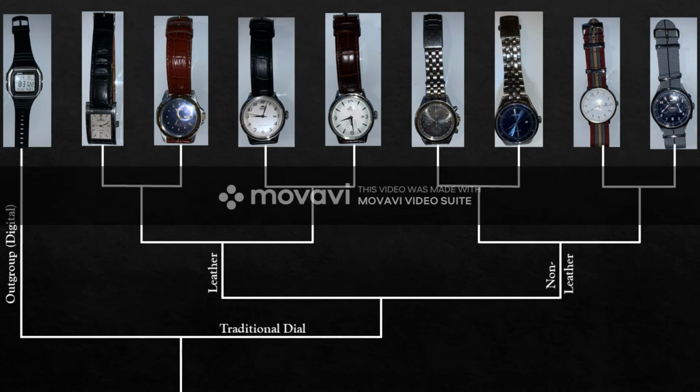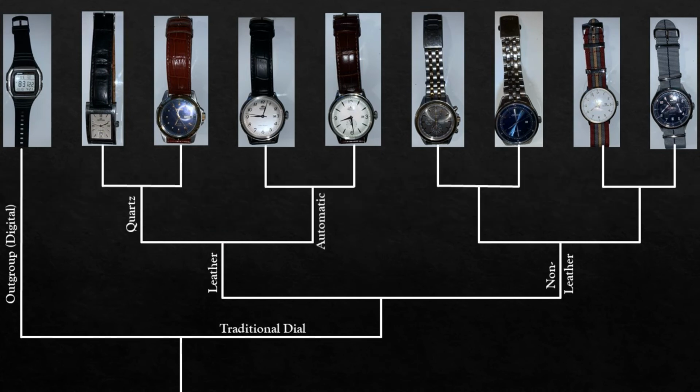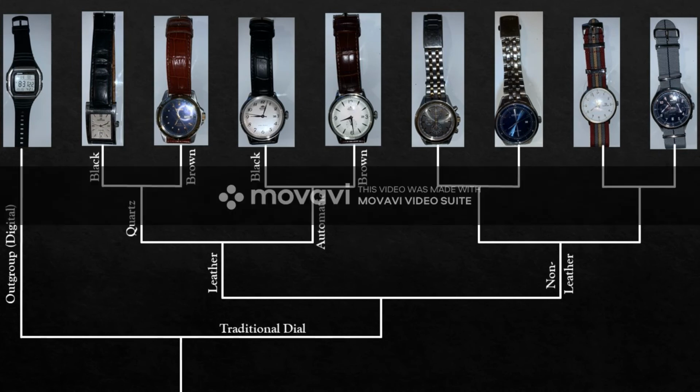Let's focus on the group with leather straps first. The most common ancestor for all the watches in the leather group is noted by this node. From here, the group splits based on movement, which are quartz movements and automatic movements. Both these groups split based on the color of the watch straps. Both groups diverging into the same general colors of black and brown, without evidence that either color was present in an ancestor, are examples of convergent evolution.